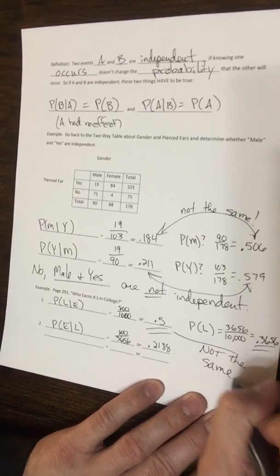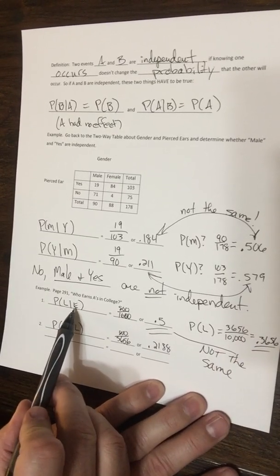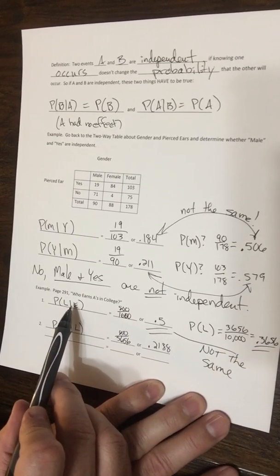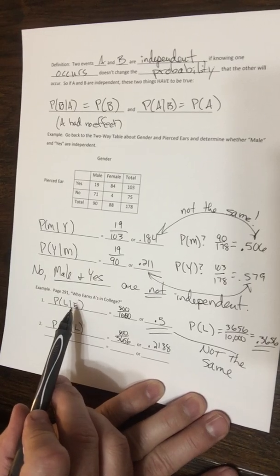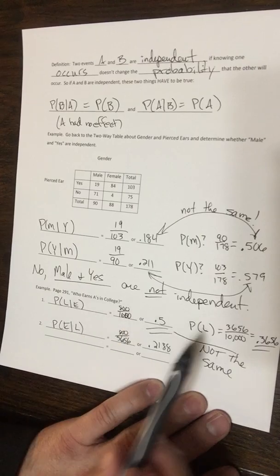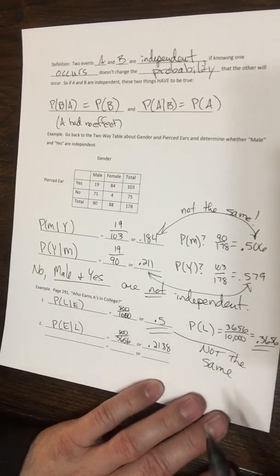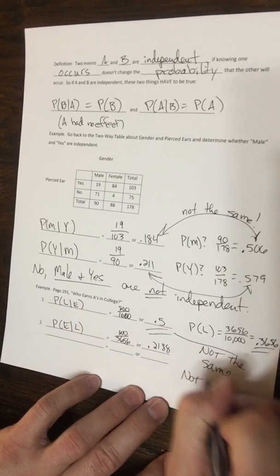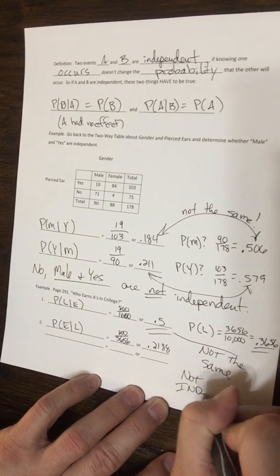What does that mean to us? That means that somebody belonging to this group of classes, the engineering and physical sciences, if you already know that it's them, that does have an effect on the probability of whether or not they got a grade lower than B. So they are not independent.